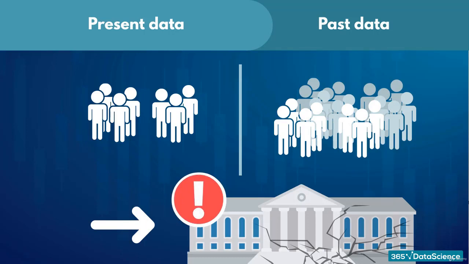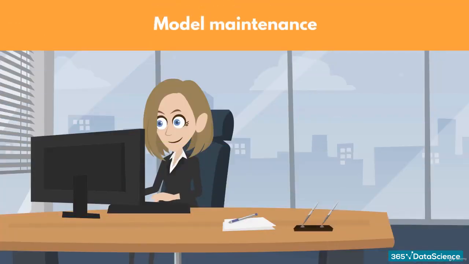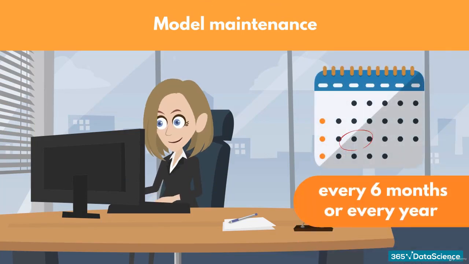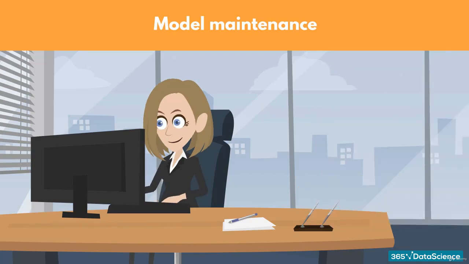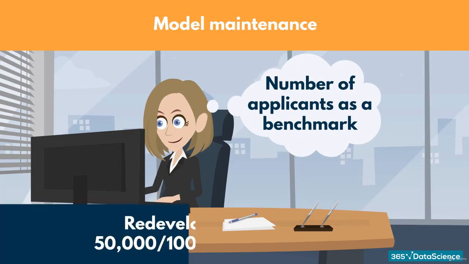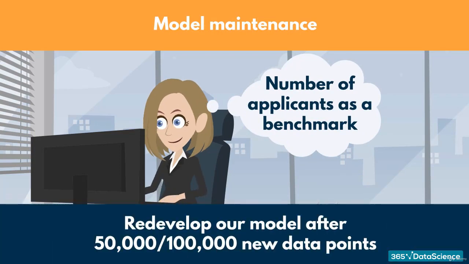The process of assessing your model in light of new data is called model maintenance. In reality, such assessments are often scheduled. For instance, every 6 months or every year. Alternatively, we may use the number of applicants as a benchmark. For example, we can redevelop our model after acquiring 50,000 or 100,000 new data points.